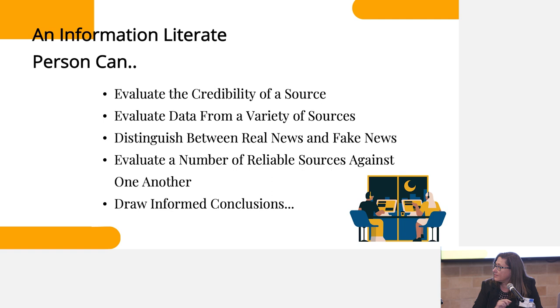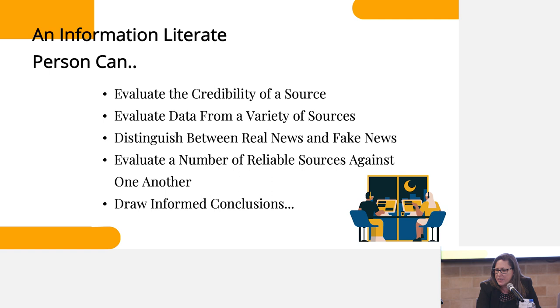Information literacy skills are often needed in everyday life. I've pulled some out and put them on this slide to give you an idea of things that we do every day in personal and scholarly interactions that require these skills. We know that we evaluate the credibility of sources when we're assessing scholarly works, but we also do this when we compare product reviews on consumer sites like Amazon.